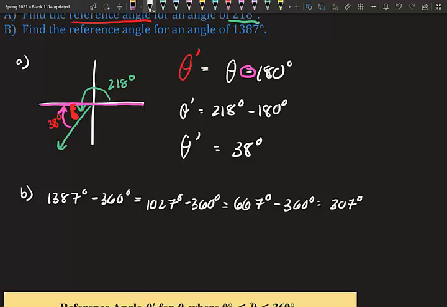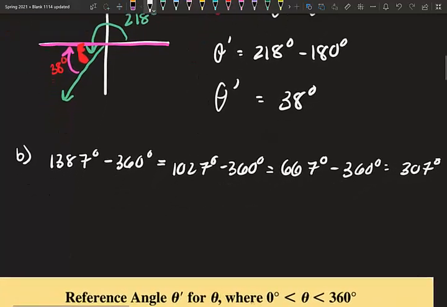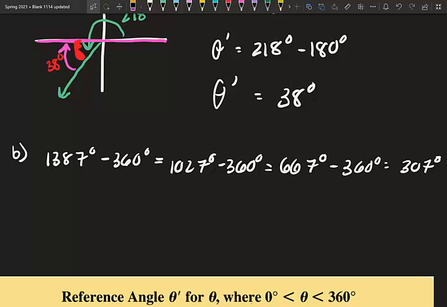So what that looks like, 307 degrees. That's the coterminal angle to 1387. It's the same thing, remember? These two represent the same angle. When we draw it out, it's about right here. So it goes around 3 times. 1, 2, 3. There we go. There's our angle. Now what we're trying to find is the reference angle.